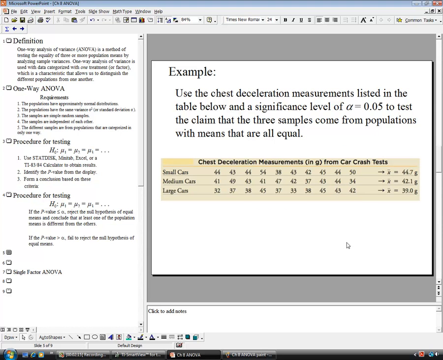Alright, here's an example. So I've got a little chart down below. It's chest deceleration measurements from 3 different types of vehicles. Those classified as small cars, those are medium, and those are large. So we've got 3 different treatment means. So here's all the data, and here's the X-bar from each given list. The small cars, medium cars, and large cars.